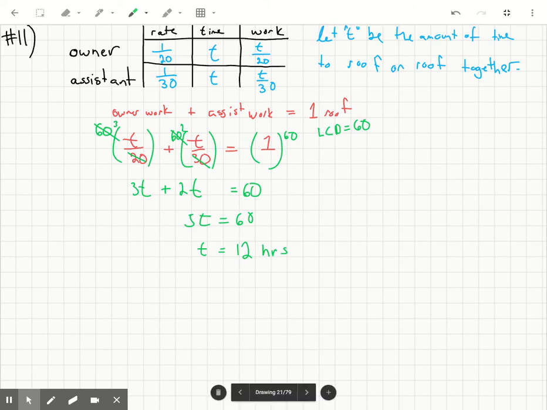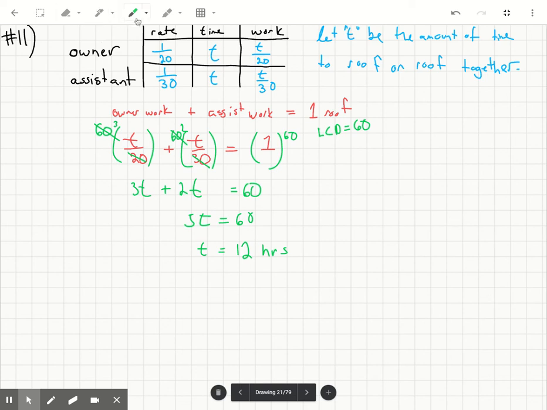So let's see if that's reasonable. To do it by himself, the owner would take 20 hours. And the assistant to do it by himself would be 30. So it's going to be less than 20, for sure. More than 10 because the assistant is slower. So you can't just say it'd be half the speed, or twice the speed, I guess.